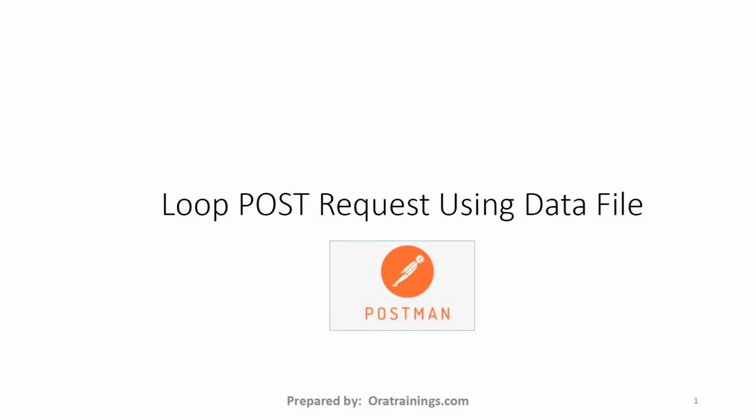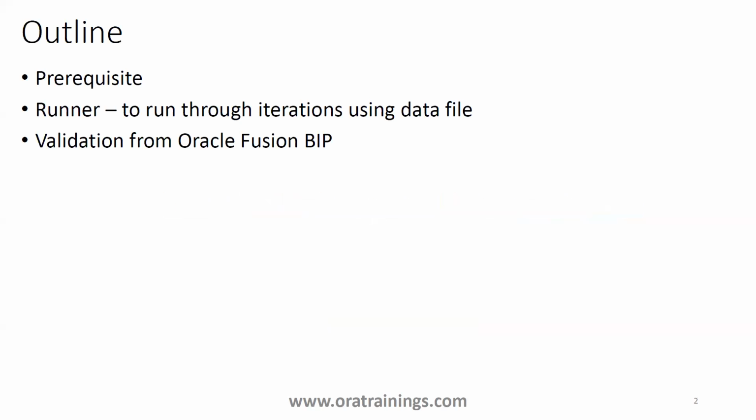This is a continuation of the session in which we discussed how to perform a GET request using a data file. In this sample, we are discussing how to loop a POST request using a data file. So we'll try to understand what the prerequisite is, how to configure the runner, and how to validate from the end system also.